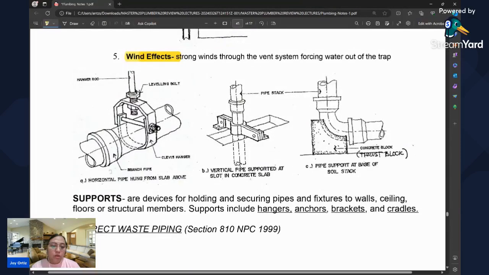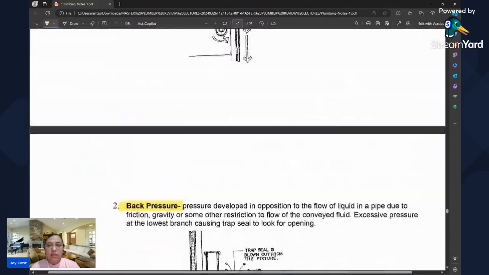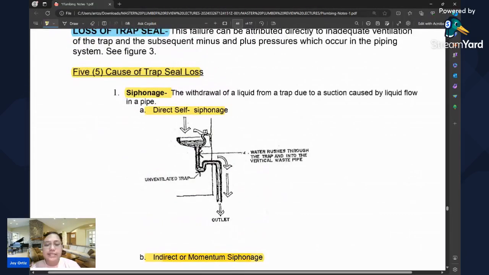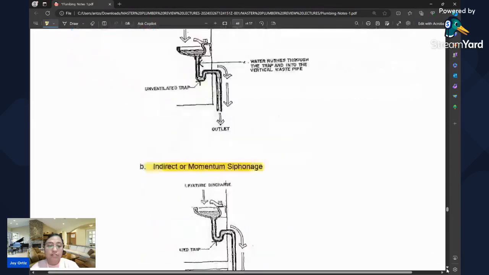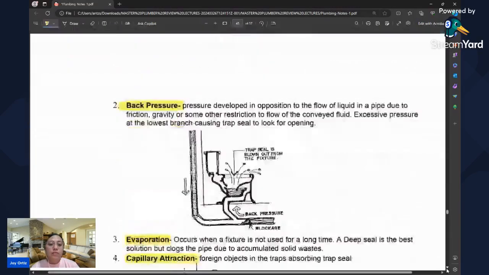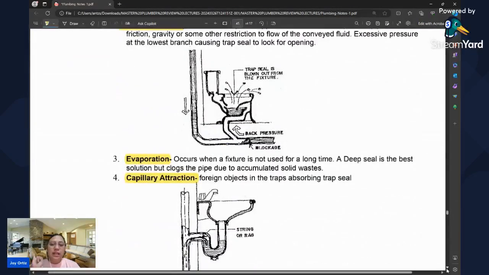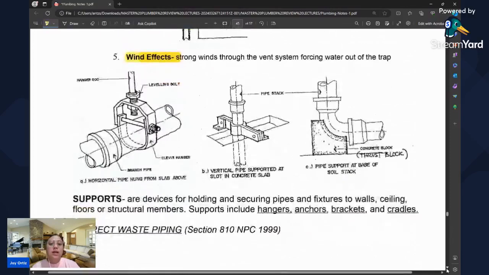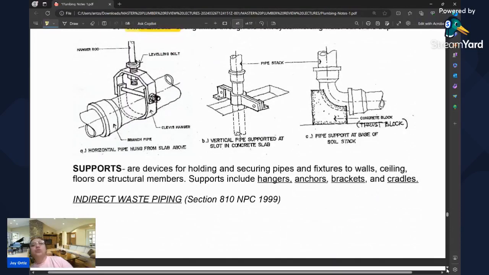Okay, ulitin ko lang para mas matandaan po natin. Here are the 5 causes of trap seal loss. First is the siphonage. We have the direct and indirect self-siphonage. We have also the back pressure. Ulitin natin: siphonage, back pressure, evaporation, capillary attraction, and the wind effects. Now, let me discuss to you the supports.